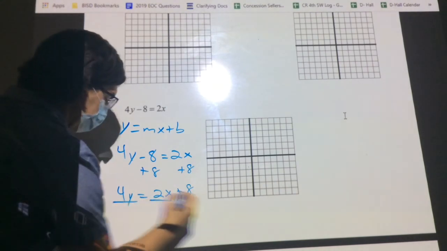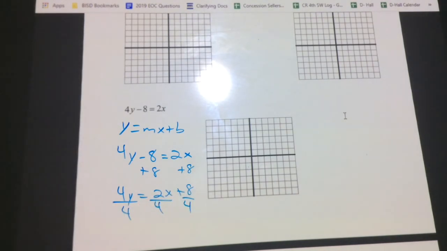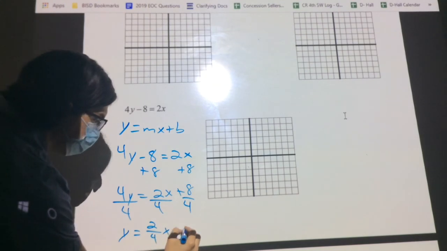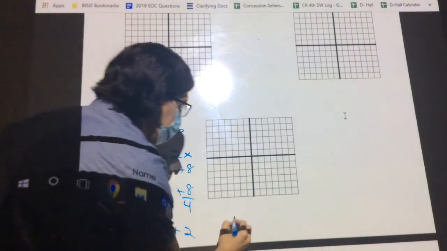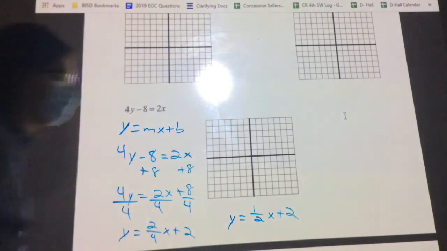Divide by 4. Do you guys notice that I'm dividing everything by 4? Do you understand I'm dividing everything by 4 because math is a fair subject, and if we don't do that, then we're rude. We can't be that way. Y equals 2 over 4x plus 2. What's wrong with this equation? It's almost done, but there's one major issue. Addison? Good. So now it's got to be y equals 1 over 2x plus 2.